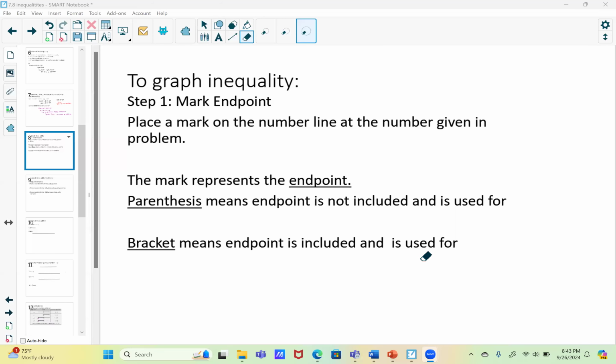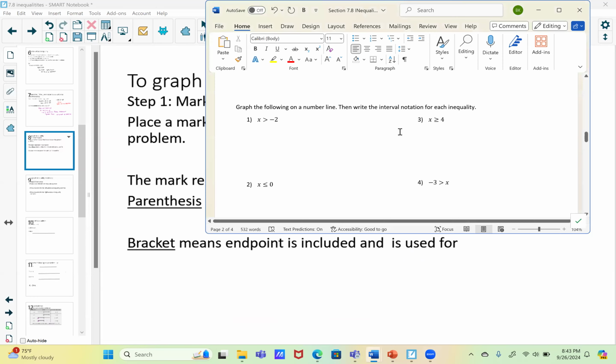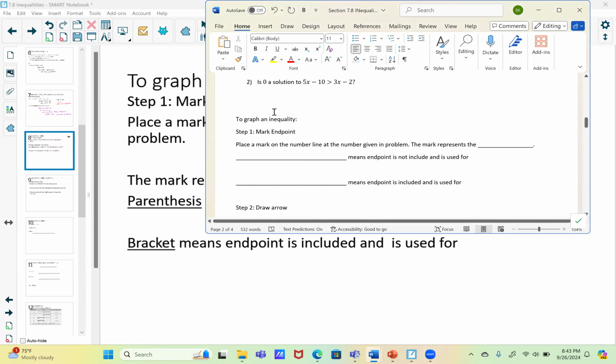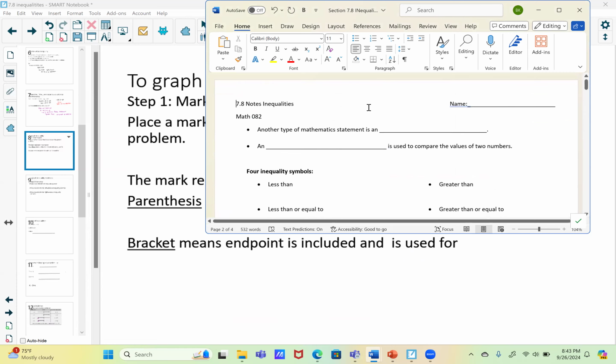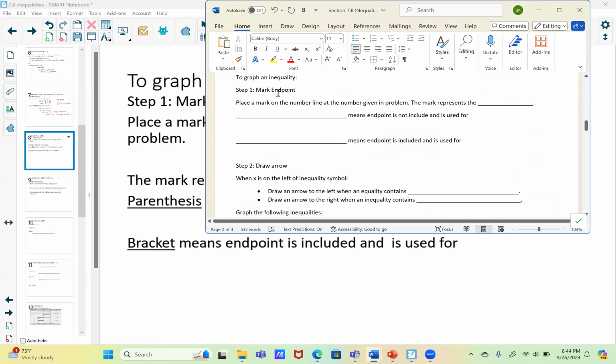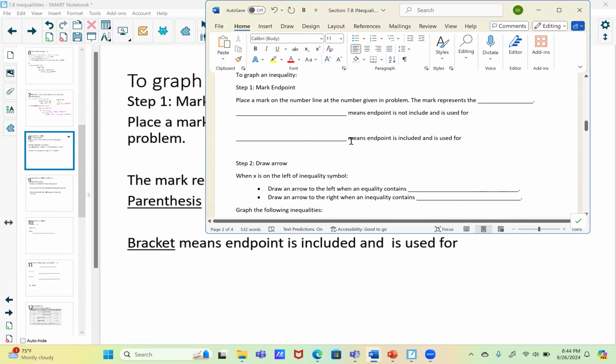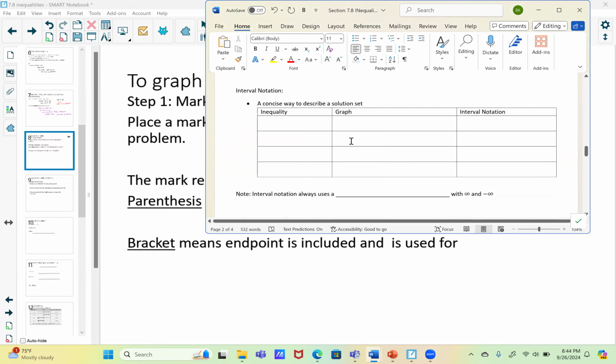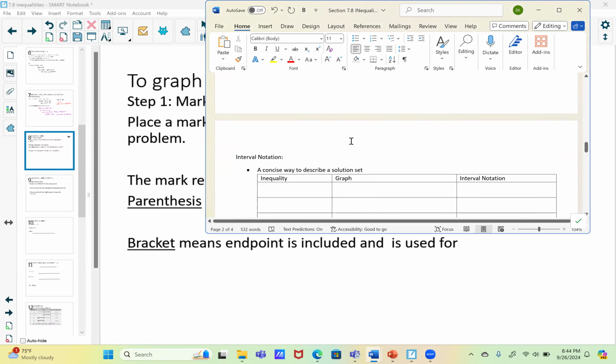Okay, so in this video, we're going to pick up with the 7.8 notes, the inequality. We are in the middle of the back of the first page. So it looks like this, 7.8 notes, inequality. We are looking at how to graph an inequality, and it's called interval notation in this video.